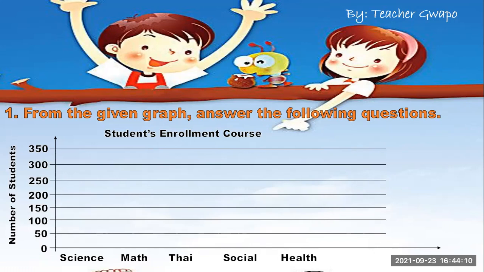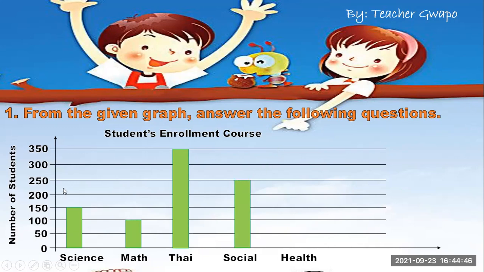Now here, how many students enroll in science? If you see the graph is up to here, that means 150. So there are 150 students enrolled in science. How about in math? In math, it's up to here, that means 100 students enrolled in math. How about in Thai language? Since it's up to here, that means there are 350 students enrolled in Thai language. And social studies, there are 250 students. Now, how about in health education? There are 200 students because the bar graph is up to here. So that means 200 students enrolled in health education.